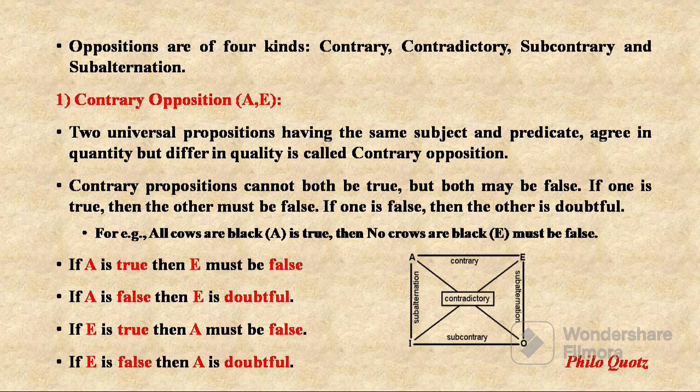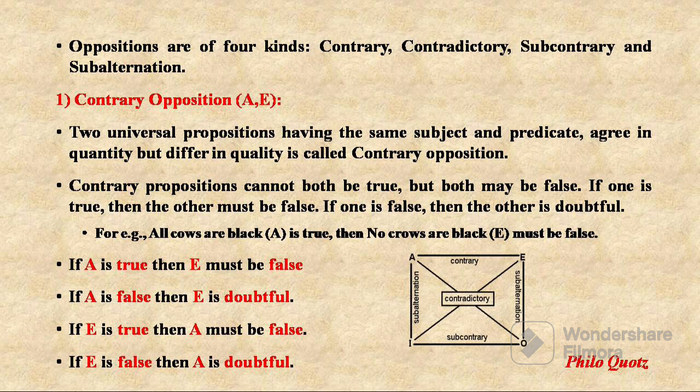Contrary propositions cannot both be true, but both may be false. If one is true, then the other must be false. If one is false, then the other is doubtful. For example, all crows are black. That is, an A proposition. If A is true, then no crows are black, E, must be false. If A is false, then E is doubtful. If E is true, then A must be false. If E is false, then A is doubtful.